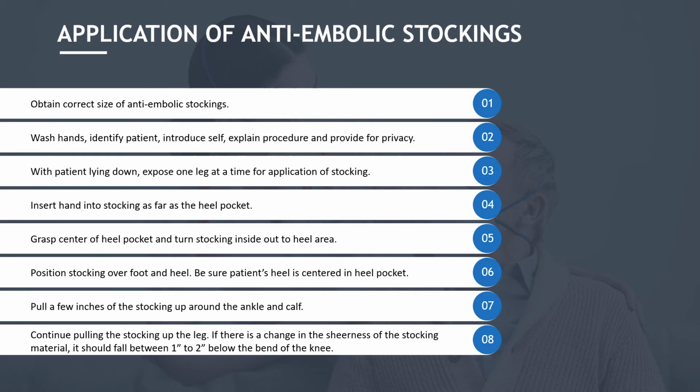6. Position stocking over foot and heel. Be sure patient's heel is centered in heel pocket. 7. Pull a few inches of the stocking up around the ankle and calf. 8. Continue pulling the stocking up the leg. If there is a change in the sheerness of the stocking material, it should fall between 1 to 2 inches below the bend of the knee.